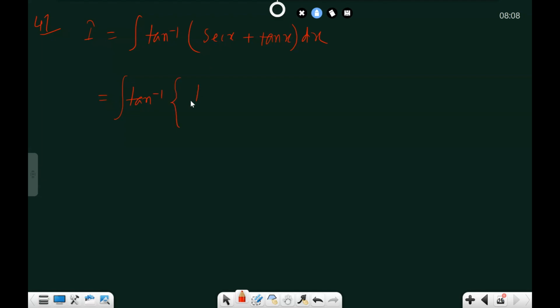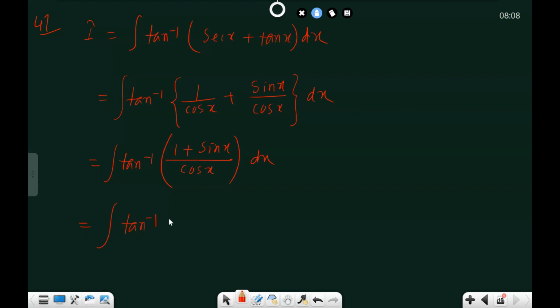This cos x, sec x is 1 by cos x, I can write, plus this tan x is sin x by cos x, I can write, obviously, and dx is already there. It is equal to the integration of tan inverse, then by taking LCM in the numerator you have 1 plus sin x divided by cos x. This is your term now, dx. So this is equal to the integration of tan inverse is already there.